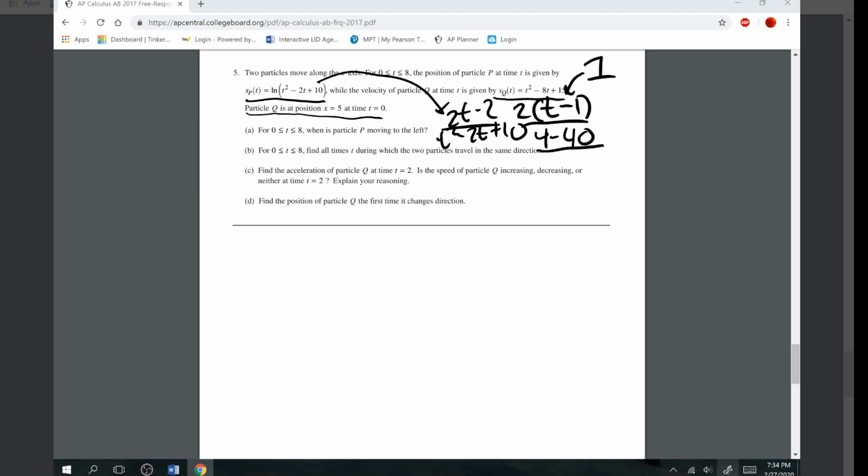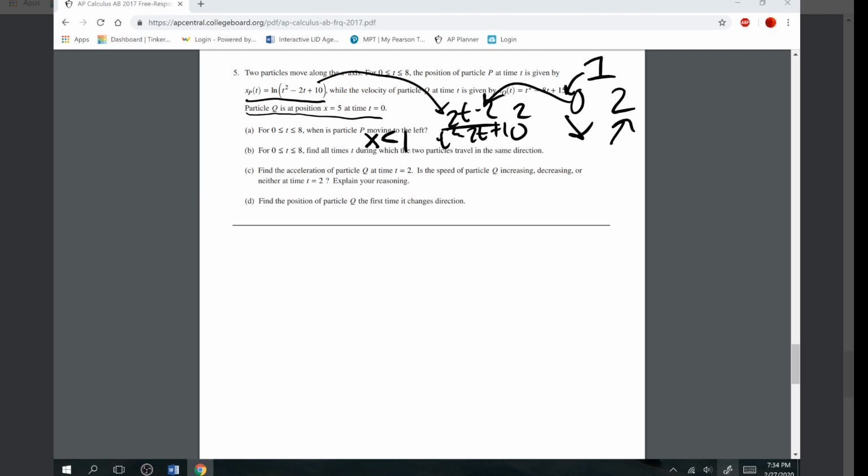If I test on either side, 0 and 2, 0 plugged into this function gives me negative 2 over a positive number, which is negative, decreasing. And 2 plugged in gives me a positive, so that is a critical point, a minimum. And when is it moving to the left? Before 1.